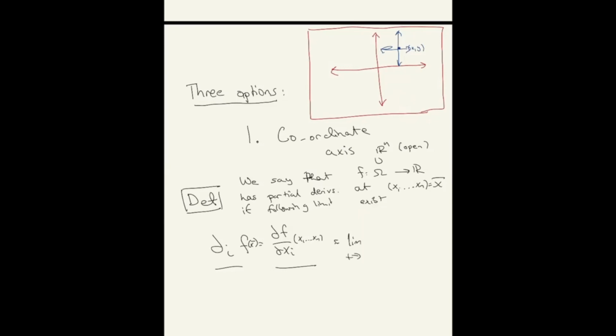So, well, what are we doing? We're looking at the rate of change. So how much does the function change, but only as we're moving along the ith direction. So the easiest way to write this is f of x plus, we go a little bit in one direction, t times ei, minus f of x bar, divided by t.